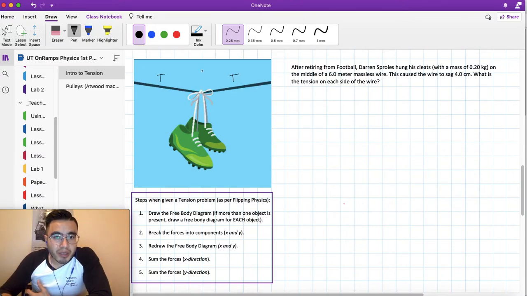Since it's placed on the middle, by symmetry, T will be the same as T. So these two tensions are the same, and that's important when we draw a free body diagram and for our final answer. I included steps provided by the guy in Flippin' Physics. Great YouTube channel, check it out. And it says, draw the free body diagram. If more than one object is present, draw a free body diagram for each object. We will do that when we have pulleys. Right now we don't, so we're going to consider the cleats as just one object, one mass.